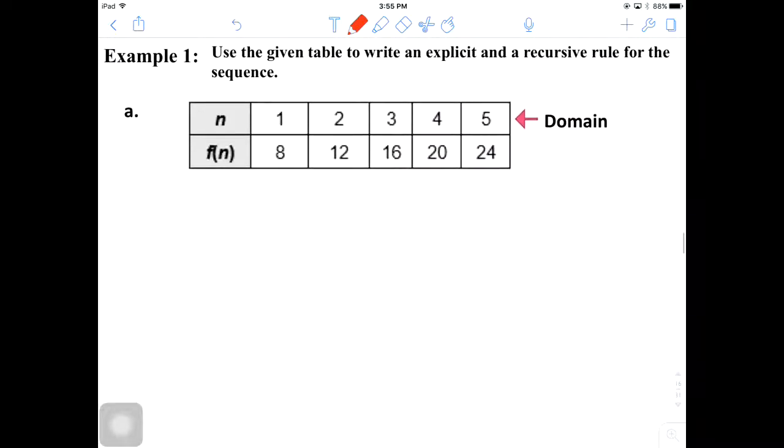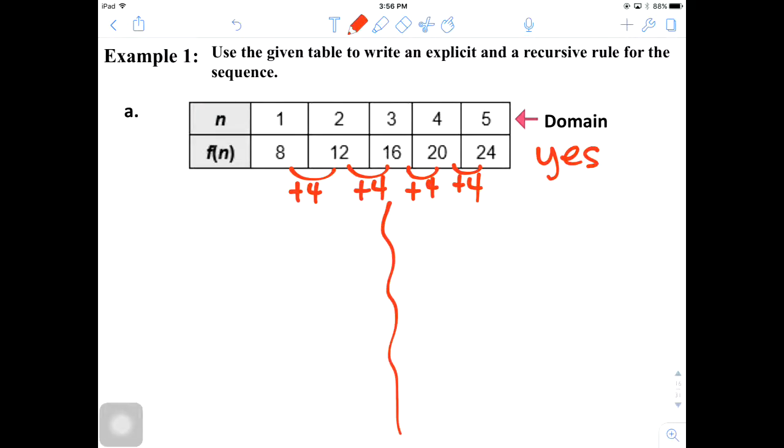So let's take a look at the first example, and here is a table that consists of terms, the first 5 terms and the value of the term. If you look at the list and try to find a pattern, from 8 to 12 you're actually adding 4, and that's consistent for the next several terms. So we know that this is in fact an arithmetic sequence. So that's a yes. And so we're going to write both of the rules.